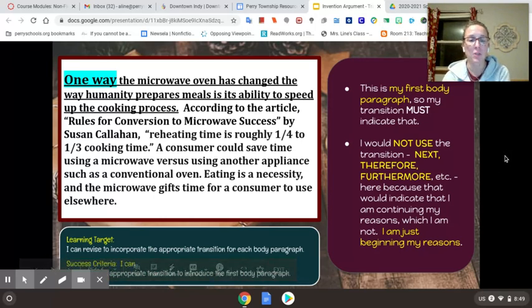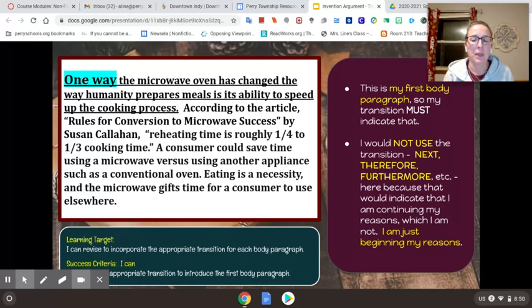So since this is my first body paragraph, my transition has to indicate that this is that first body paragraph. I wouldn't use transitions like next or therefore or furthermore, because those are ones that are continuing on with an idea. It's not necessarily you're starting it out like this is what I'm thinking. The next and therefore and furthermore are more of those continuing on, or you're ending up your ideas. Okay. So you're not going to use them for that.